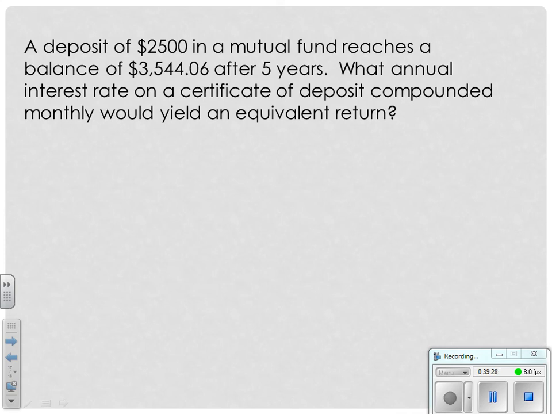All right, so the information that we have. This is what you put in. That's P. This is your balance. That's A. 5 years of time. Compounded monthly, so N is 12. Okay, the thing that we don't know is R, and that makes sense because they're asking us what interest rate would we have. So let's fill in what we know.